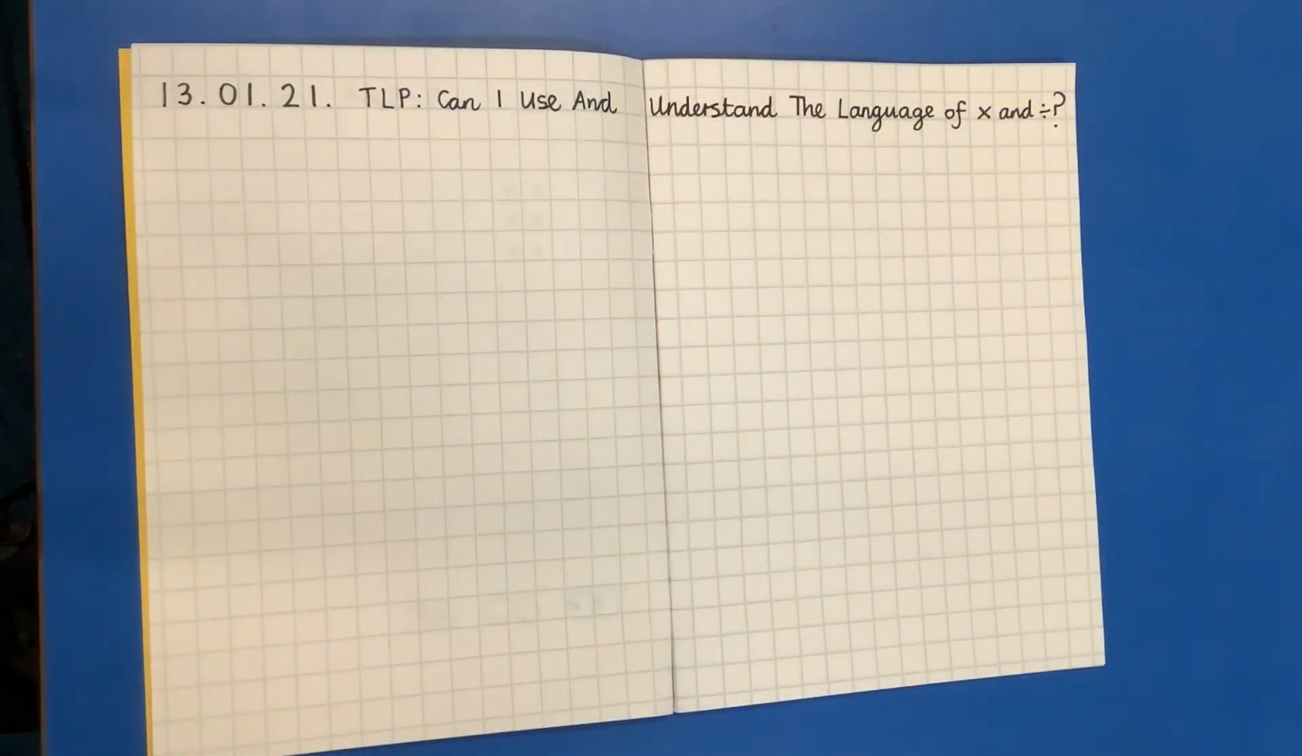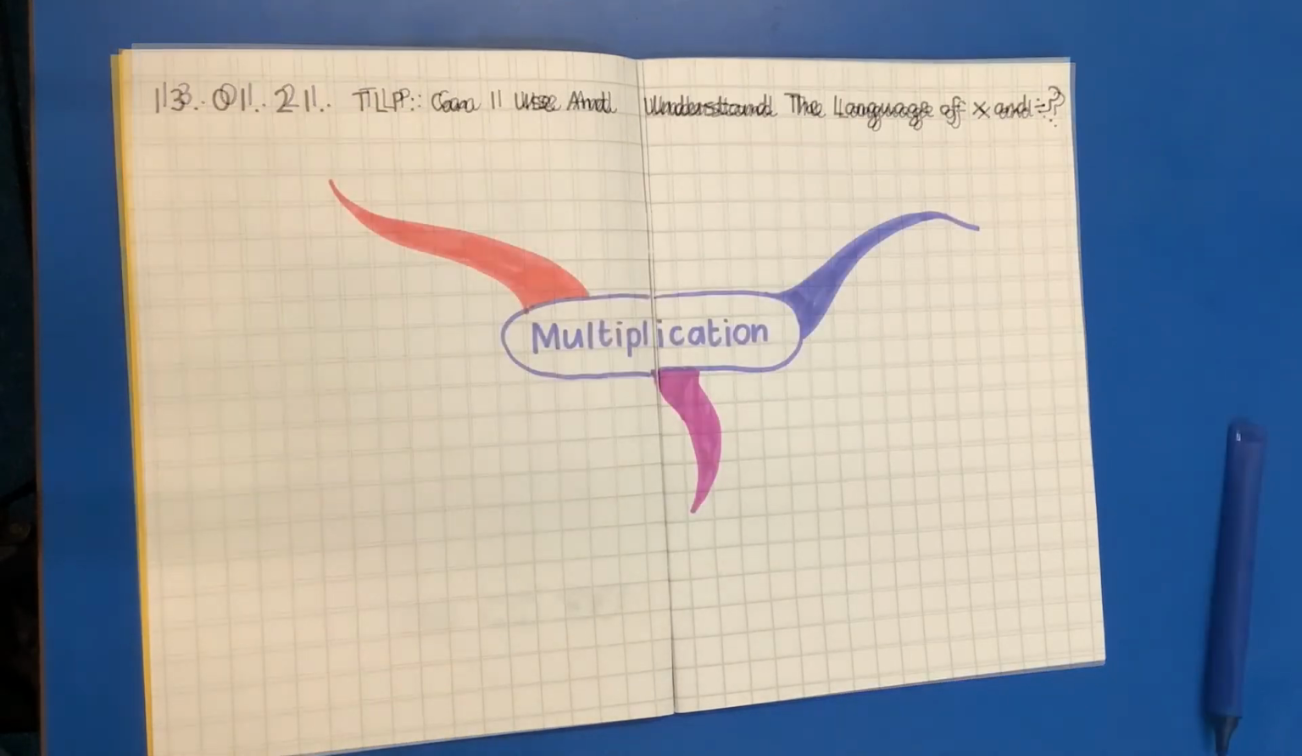So you need a double page in your maths book, and you do need to copy down today's learning point for the 13th of January. Can I use and understand the language of multiplying and dividing? As I've said, we'll focus on multiplication. So going across the fold in the centre of your book, you're going to write the word multiplication quite large in a lozenge shape like we've done in class.